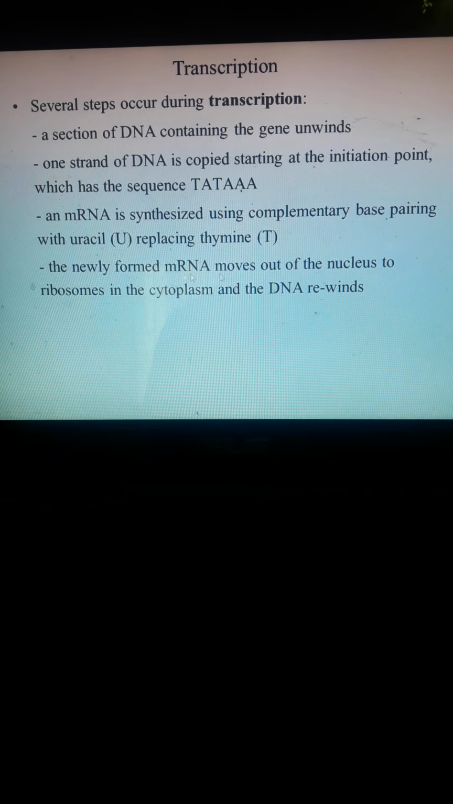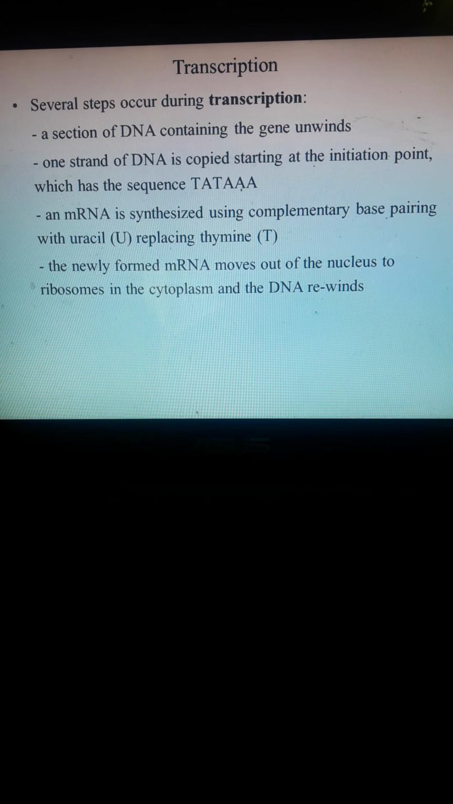The newly formed mRNA moves out of the nucleus to the ribosomes in the cytoplasm, and then the DNA rewinds. Okay? Unwinding is the splitting. Okay? Unwinding means it loosens. So, in rewinding, it goes back to its helical structure. Okay? So, this one. So, RNA polymerase.